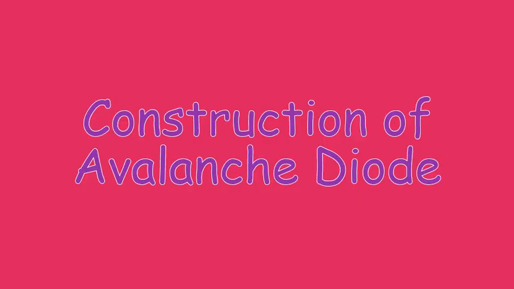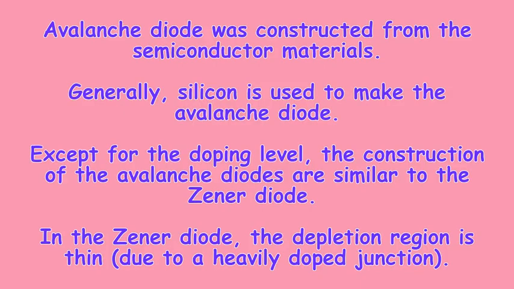Now, let's understand the construction of the avalanche diode. The avalanche diode is constructed from semiconductor materials. Generally, silicon is used to make the avalanche diode. Except for the doping level, the construction of the avalanche diode is similar to the Zener diode.